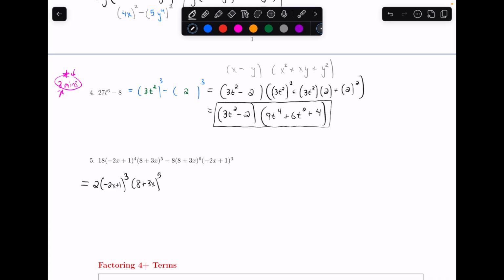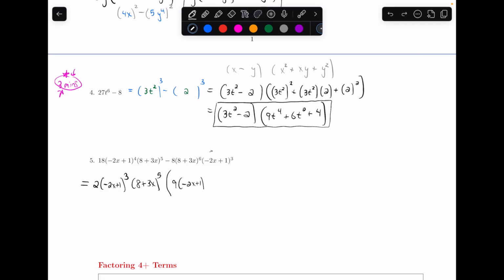And then I start a parentheses, and then I write what's left over. So from this first term, when you divide 18 by the 2 you factored out, you're left with a 9. There were 4 of these negative 2x plus 1s, but we took out 3 of them, so that still leaves me with 1, just a negative 2x plus 1. There were 5 of the 8 plus 3x's. I took out all 5 from this first group, so that doesn't leave me with any of them. So for the first group, that is it for the leftovers.